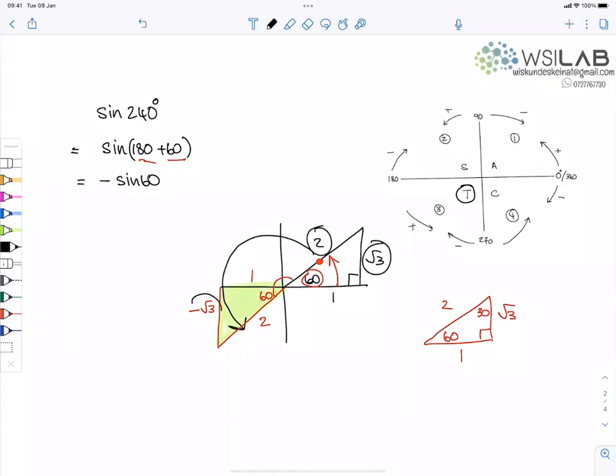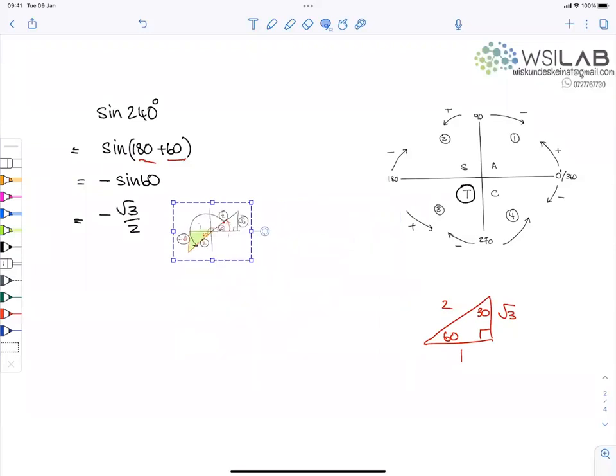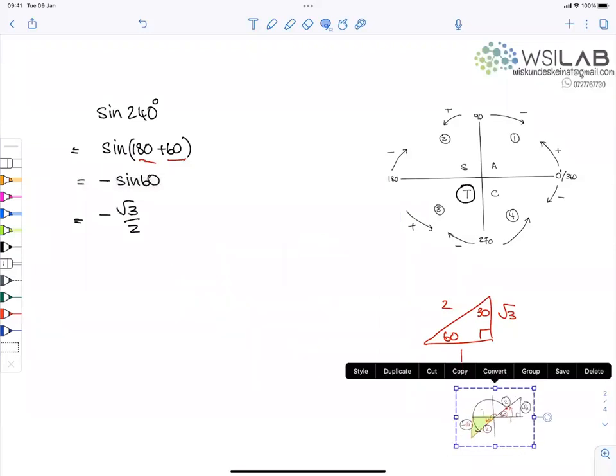Now it's going to be negative root 3 over 2. That is negative root 3 over 2. But now students don't want to do this. All the work that I've just done in the head or on paper is really kind of unnecessary. So the easy way to do this is just to do the following.